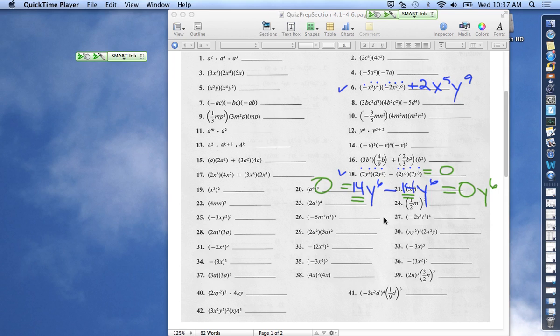If the problem would have turned out a little bit different, let's say we had 14y to the 6th minus 10y to the 6th. Here you have like terms, the same variables raised to the same powers. You simply combine their coefficients. 14 minus 10 is 4. The variable and the power on the variable remain unchanged.